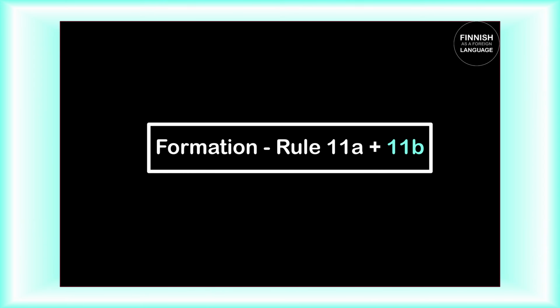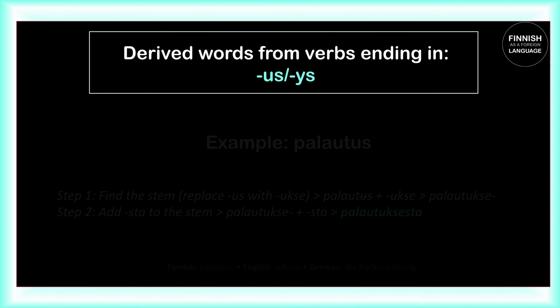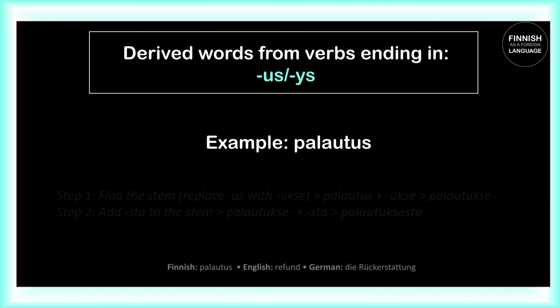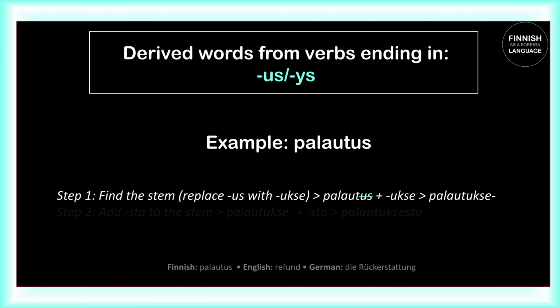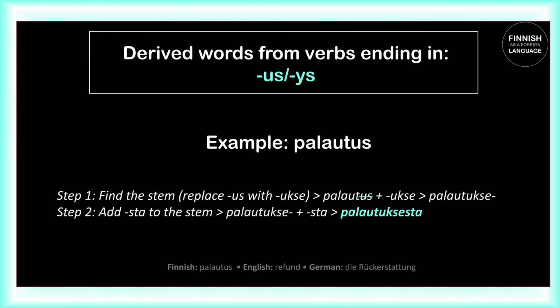We carry on with 11b, derived words from verbs ending in us or us. Let's take a look at one example. Palautus means refund. Again, in the first step, we have to find the stem, which we get here by replacing us with uxa. So palautus changes to palautuxa. Then in step number 2, we add sta to the stem, which means we have palautuxa plus sta is palautuxesta.